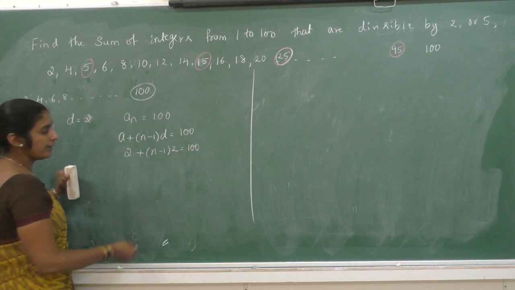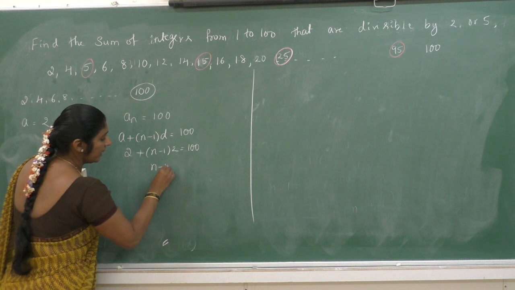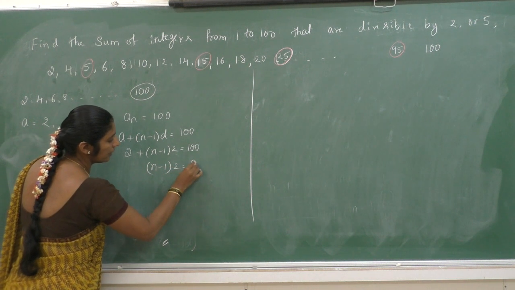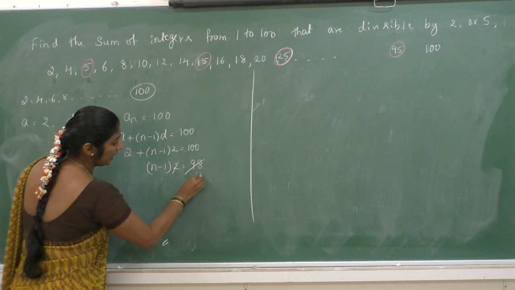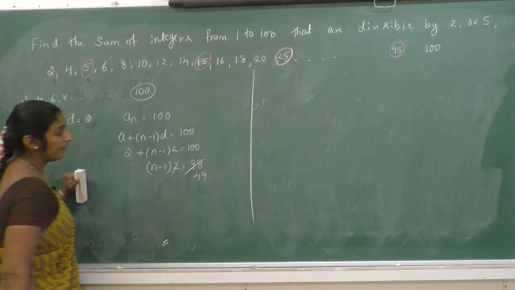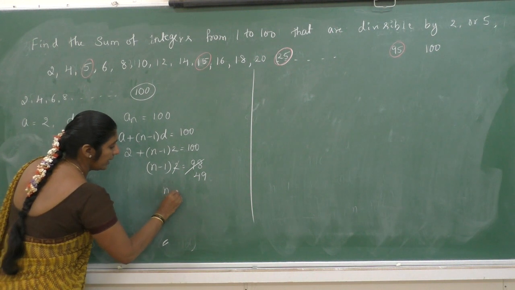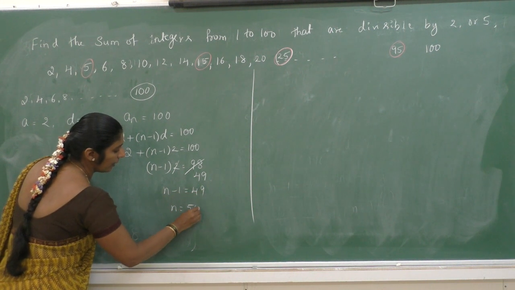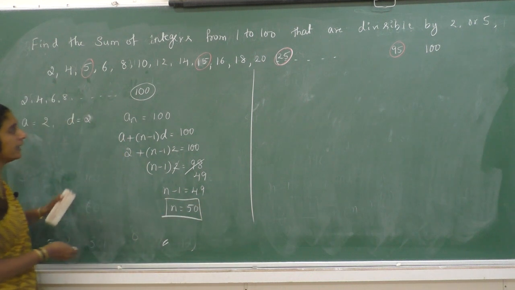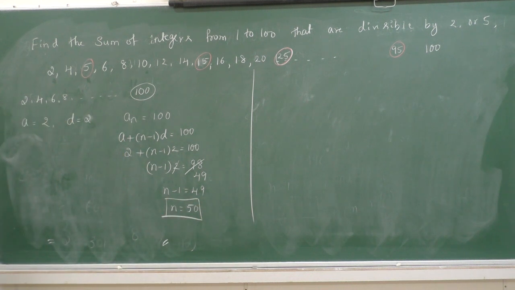100 minus 2 is 98. So n minus 1 into 2 is equal to 98. 2 ones are 2, 2 fours are 8, 2 nines are 18. So n minus 1 is equal to 49, and n will be 50. The number of terms in the first sequence is 50 terms.